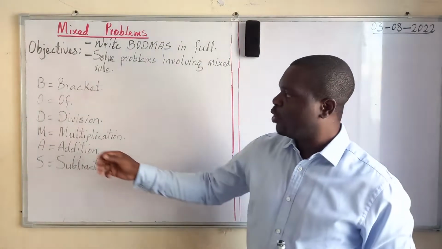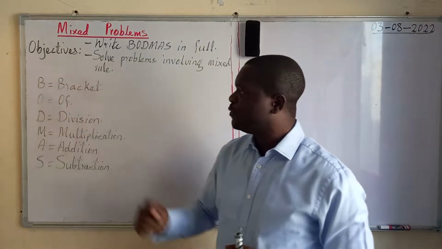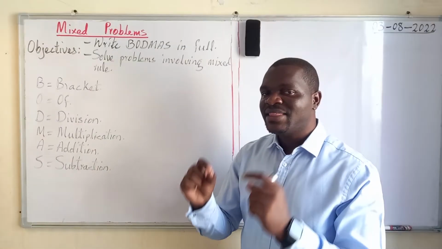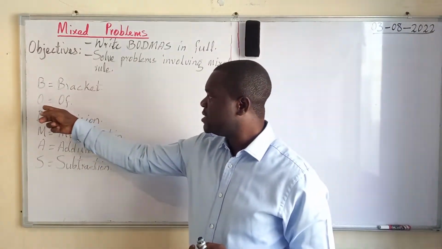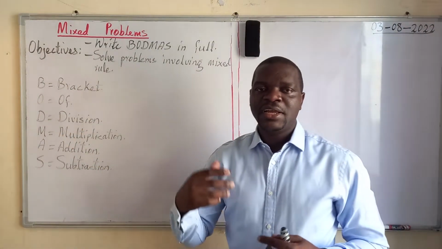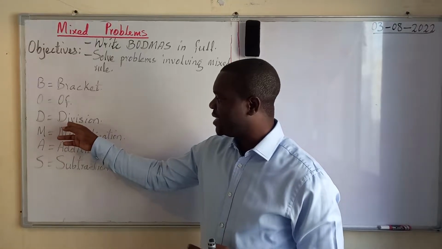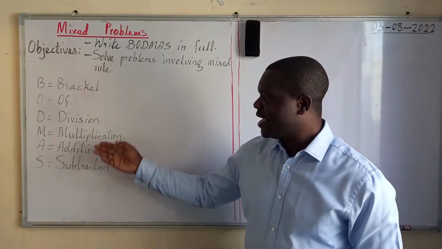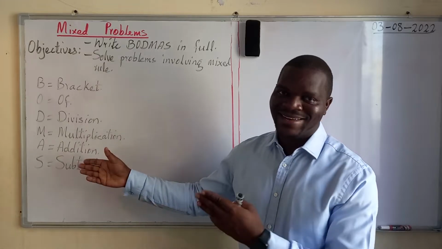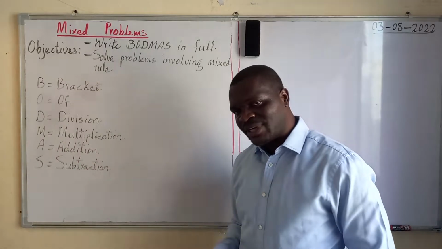As written on the board, B stands for bracket. That is where you are supposed to start from. The next that follows is O, which is of. And the next in that order is division. And after division, multiplication. After multiplication, addition. And the last on the list is subtraction.